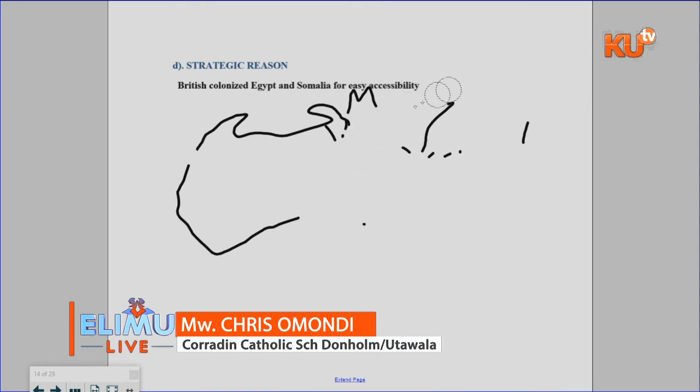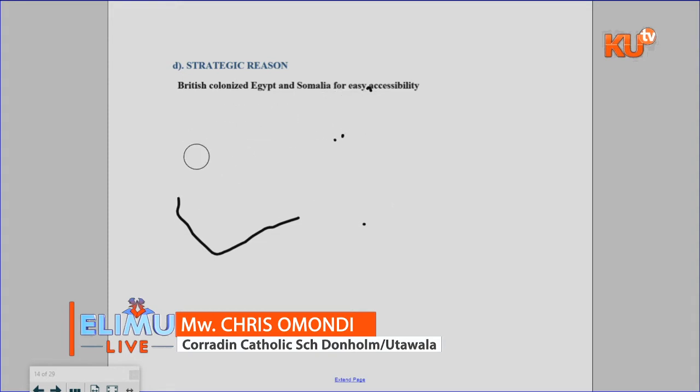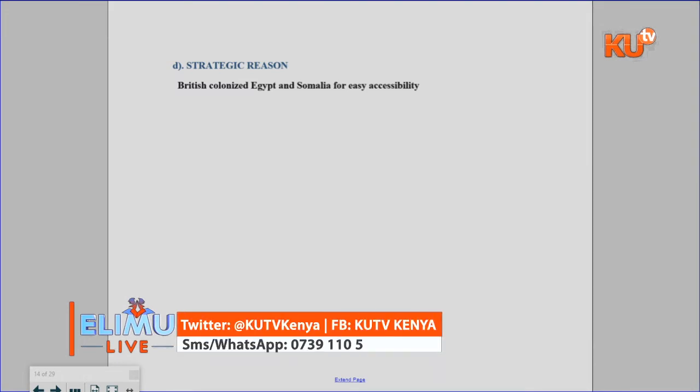So another thing that you need to take note of is that once a European nation declares a sphere of influence in a specific country in Africa, no other European nation is supposed to have influence there, or acquire it and settle there. So that is one of the recommendations that was passed in 1884 in the Berlin Conference.